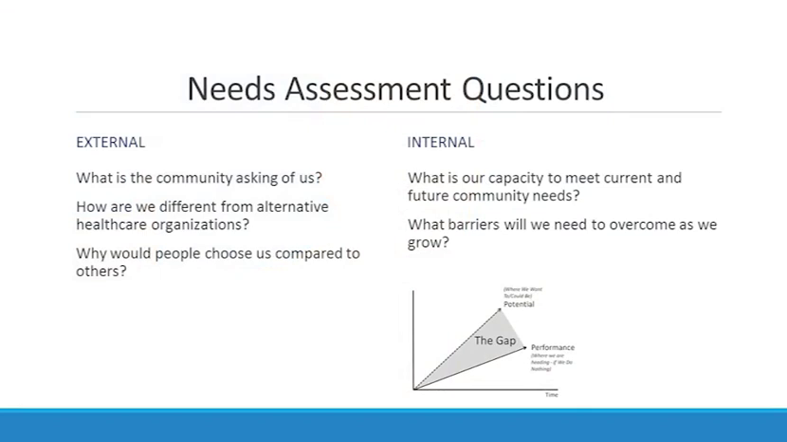Let's look at some of the questions you can use to begin to assess the needs that your hospital or clinic can fill. A good place to begin is to ask, what is the community asking of us? Hospitals, clinics, and other healthcare organizations don't exist for the benefit of physicians, nurses, and healthcare workers. They exist for the benefit of patients and their families. They exist for the benefit of their larger community. Healthcare leaders need to listen, first of all, to the expectations of their community.